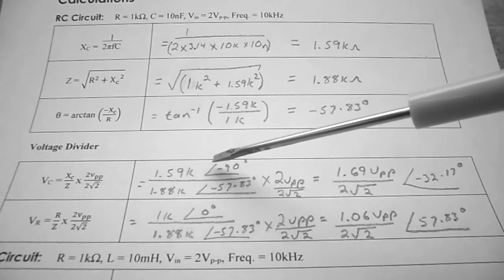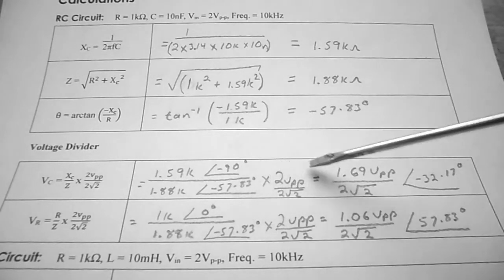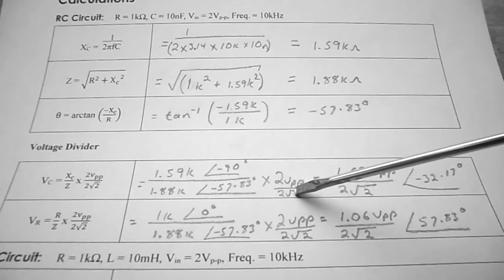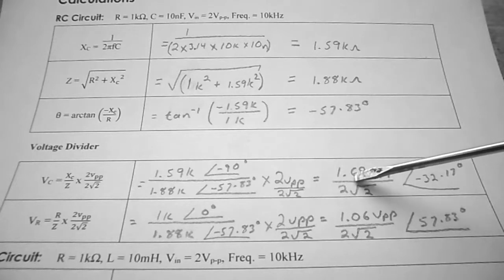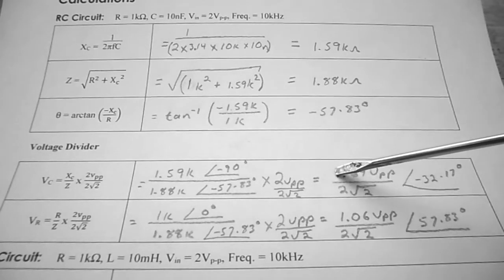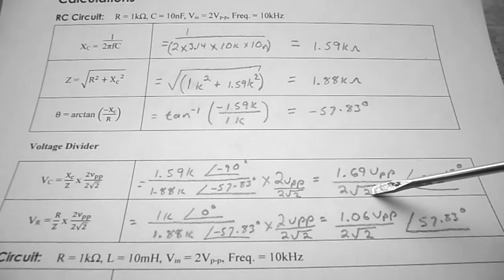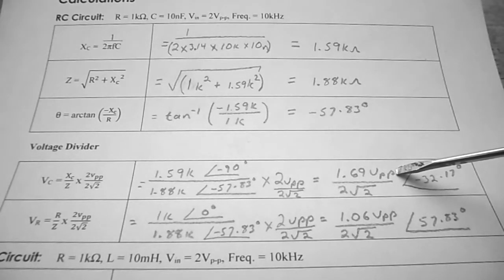So when I do my calculations, I end up multiplying it by 2 volts peak to peak divided by 2√2, and then for my answer I leave it as 1.69 volts peak to peak divided by 2√2, because this is what we're going to see on the oscilloscope. So if you divide by 2√2 now, when you take the reading off the oscilloscope, you'll have to divide it by 2√2 to compare the two. So I just leave all my voltages as peak to peak. That way it makes it a lot easier for me to compare it to the voltage off of the oscilloscope.